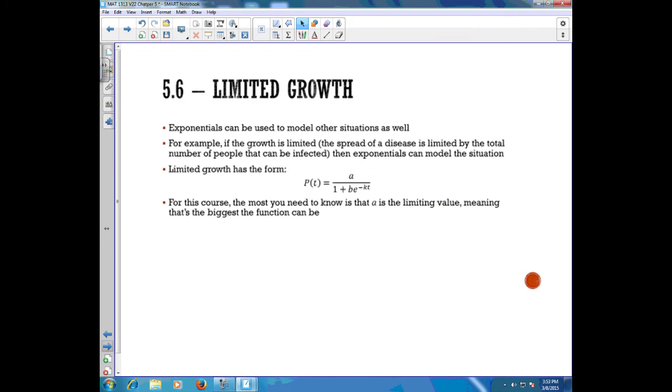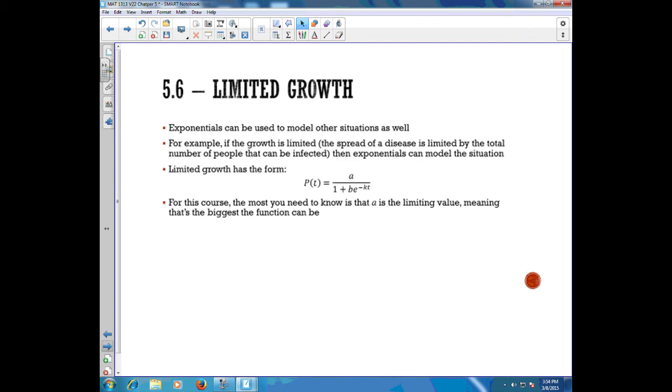Finally, the last thing we're really going to do with exponential functions is talk about what's called a limited growth function. A limited growth function is so named because it grows exponentially, but it's limited by the amount. In other words, if we're talking about the spread of a disease in a town, then the disease can only infect up to the population of the town. It's limited by the number of people that are there. That growth is limited. It may still be an exponential type of growth, but it's limited in its capacity.